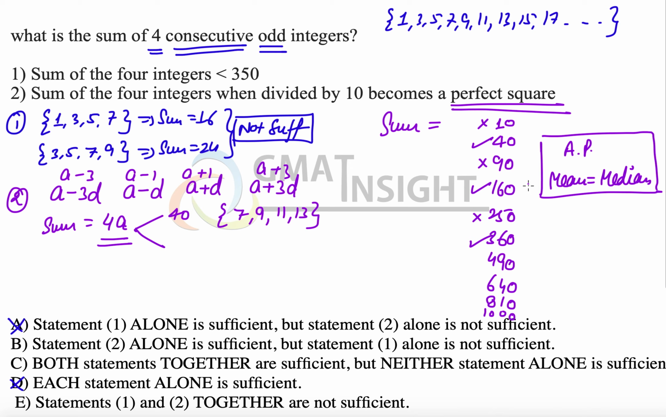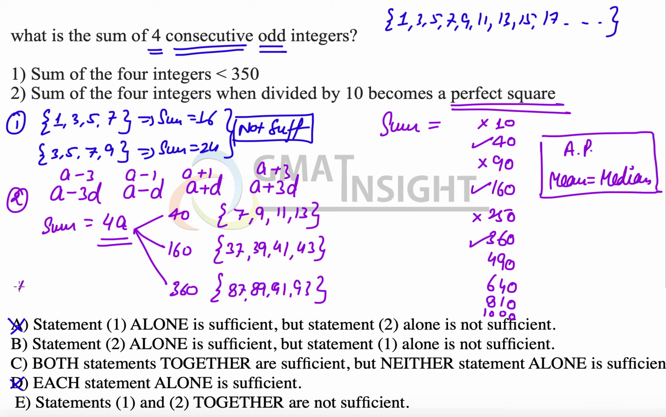The second possibility is that the sum could be 160. The average is 40, 160 divided by 4. That means one number is 1 less than 40, another number is 1 greater than 40, then 3 less than 40, and 3 greater than 40. So the four numbers could be them as well. The sum will continue to change in this case. In fact, the sum could also be equal to 360. In that case, the average will be 360 divided by 4, which is 90, and the numbers could be 89, 91, 93, and 87. Therefore, the second statement alone as well is not sufficient, because we have various possibilities. Therefore, option B is out.